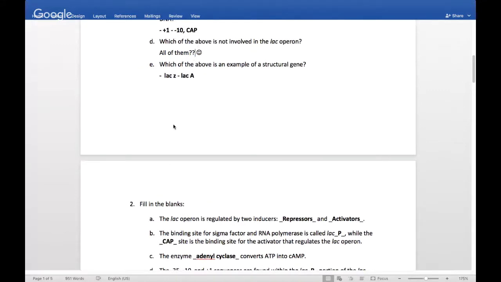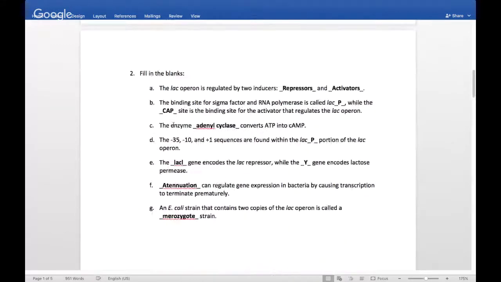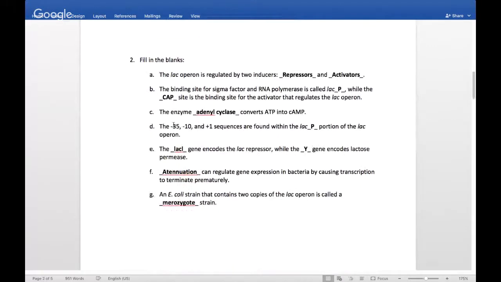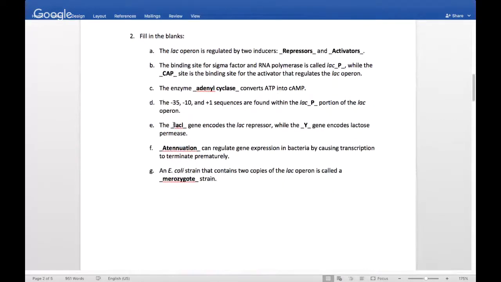Okay, number 2, more wonderful definitions and special terms page we all love. So in 2A, it's talking about how the lac operon is regulated by 2 inducers. Those 2 are repressors and activators. B is talking about binding sites for sigma factor and RNA polymerase. So that binding site is called LAC-P, or the promoter, while the CAP site is the binding site for the activator that regulates the lac operon.